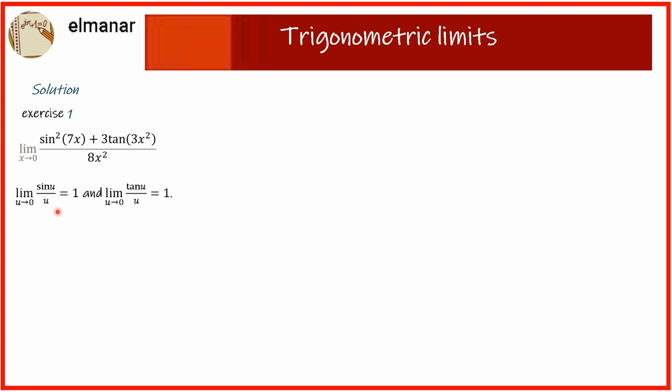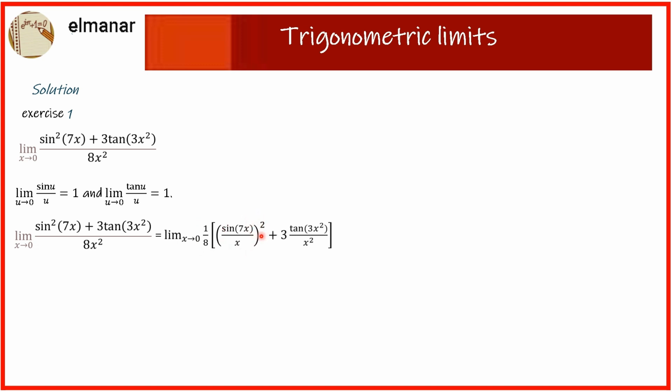Rewriting the fraction. To use these remarkable limits effectively, we first rewrite our fraction in order to highlight the classical ratios, sine of something over that something, or tangent of something over that something. So we write the limit as x approaches 0 of 1/8 multiplied by the sum of two terms. The first term is the square of sine of 7x over x. The second term is 3 times tangent of 3x squared divided by x squared. This step is essential. It makes the remarkable limits appear clearly.